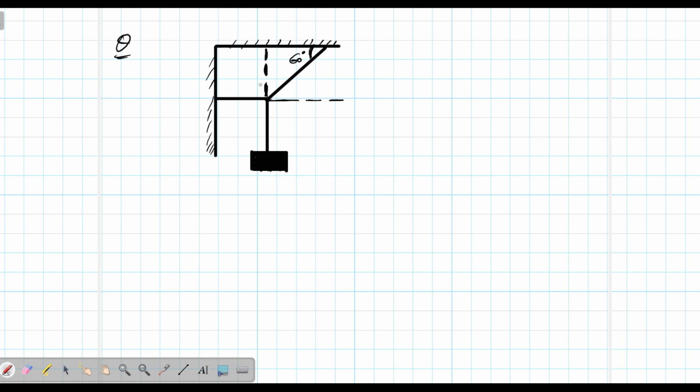So this is 60 degrees. This is T1, this is T2. Always remember, tension is away from the object. Find T1 and T2.